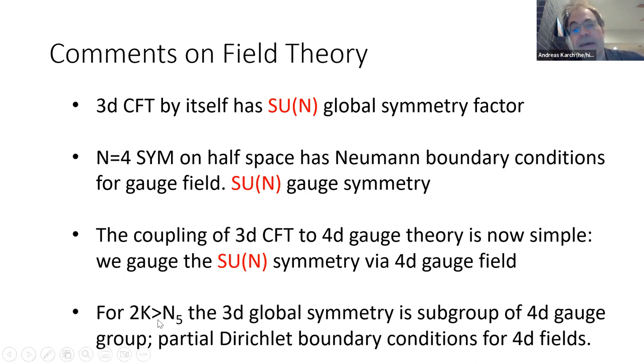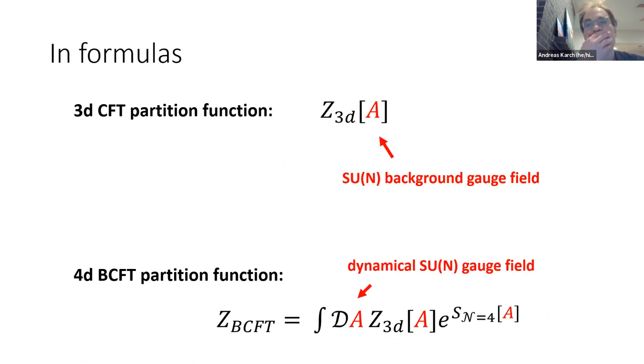In this other scenario, the global symmetry is a little smaller. So some of the N=4 gauge fields would have Dirichlet boundary conditions and you only gauge some subgroup, but that's why I didn't want to talk about it. You can also understand it, but it's a little bit more complicated.